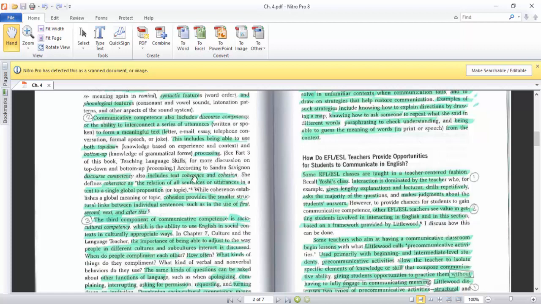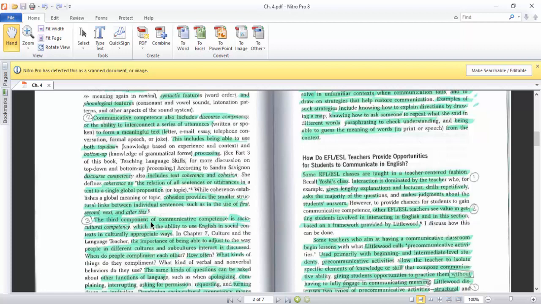Related to the text, what are they? Coherence and cohesion. What is the meaning of coherence? Coherence is the relation of all sentences or utterances in a text to a single global proposition or topic. What is the meaning of cohesion? Cohesion provides the smaller structural links between individual sentences, such as the use of first, second, next, after.